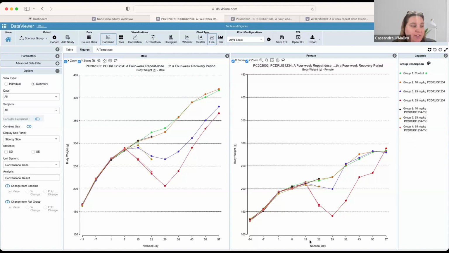The figures are labeled on the x-axis along the bottom as the nominal day, and the y-axis as the body weight in grams. One thing to note as we're going to be looking at this, the top group under group description is a bright lime green and it has a star. And this denotes that we've identified this as the control group. This is going to be the reference group. We can explore what happens to the groups as we're using this control group as a baseline.